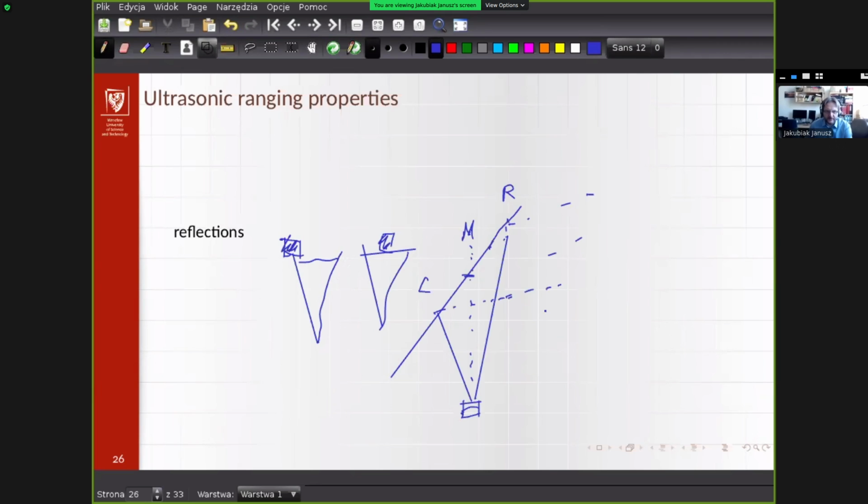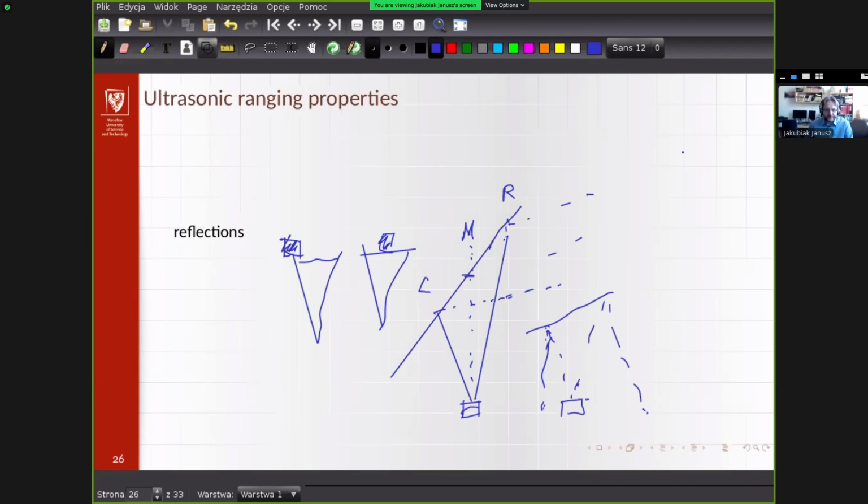So to get it back, you would need to have the beam more or less like that. Then you get a reflection that, let's say, goes in this direction, so that it also covers the sonar.